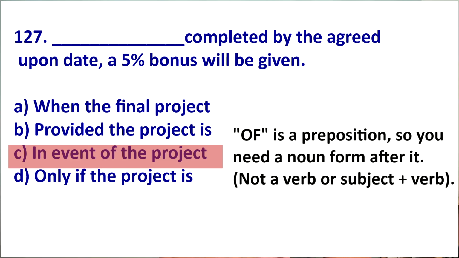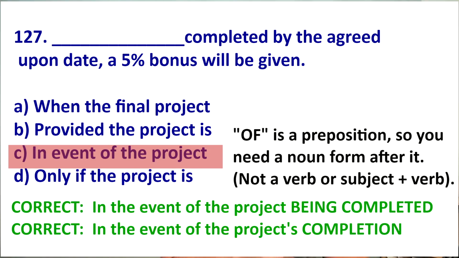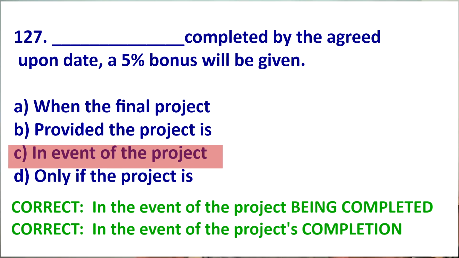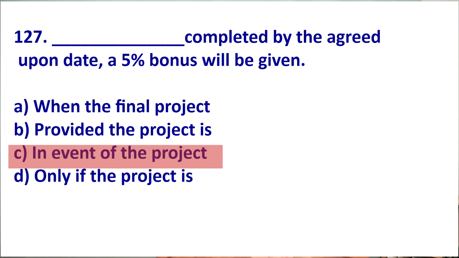As I said, in the event of cannot be followed by subject verb. How could we make this correct? We could say in the event of the project being completed, because that would be a gerund phrase, or in the event of the project's completion, which would be a noun phrase. But I can't have subject verb after of. In the event of is a preposition. It needs a noun after it. So C is wrong.